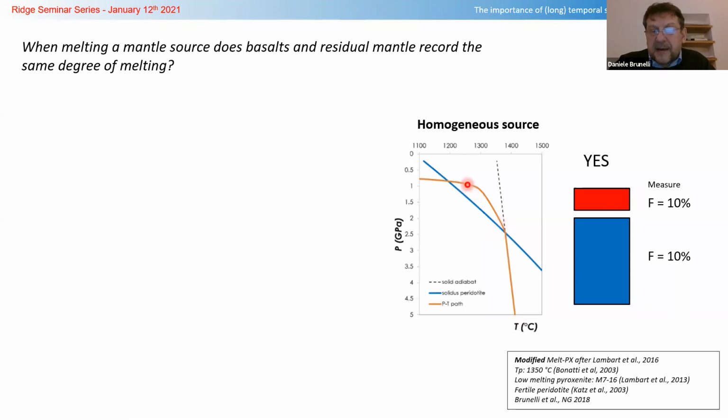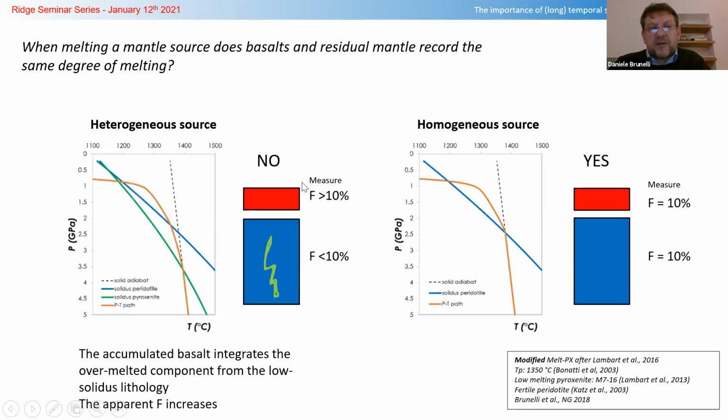So I start melting at the given point and end melting when the solidus reaches the top of the curve, and what I abstract is exactly what I produce at depth. So I measure the same value in both parts. If I have a heterogeneous source, I cannot measure the same value, because the host mantle has melted less, while the aggregated basalts mix in some components that come from the over-depleted low solidus lithology.